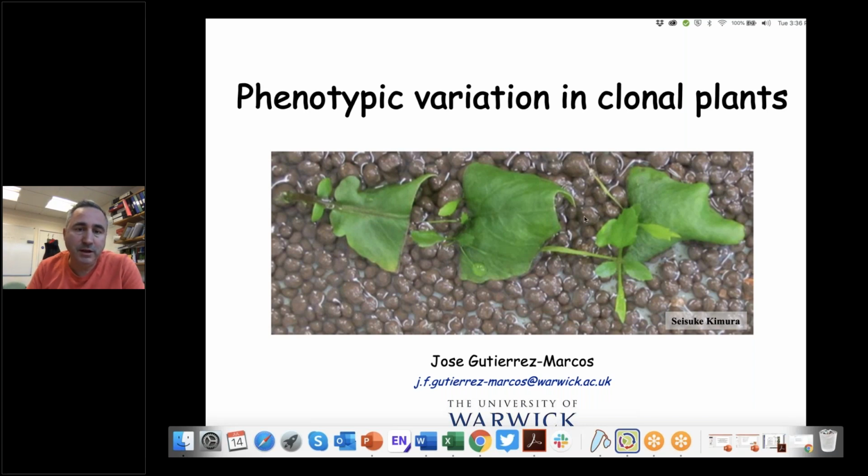So you can see in this slide pretty much the biological question that we are trying to understand. This is from Seisuke Kimura, and it's basically a cross-section of a leaf. And what you can see here is little plantlets that regenerate from the margins of this leaf.